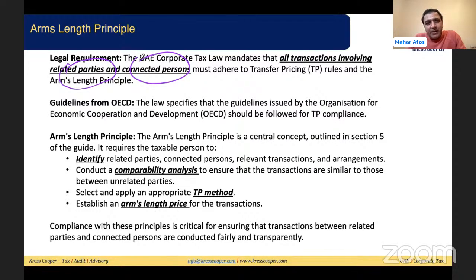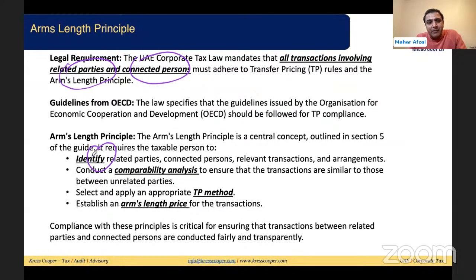So how can we identify the arm's length price, the arm's length principle? What is the arm's length principle? This is the 4-stage process given in the guide as well. First of all, identify the related parties, connected person, relevant transaction. This is the first stage. Identify related party, connected person, related transaction and arrangement.